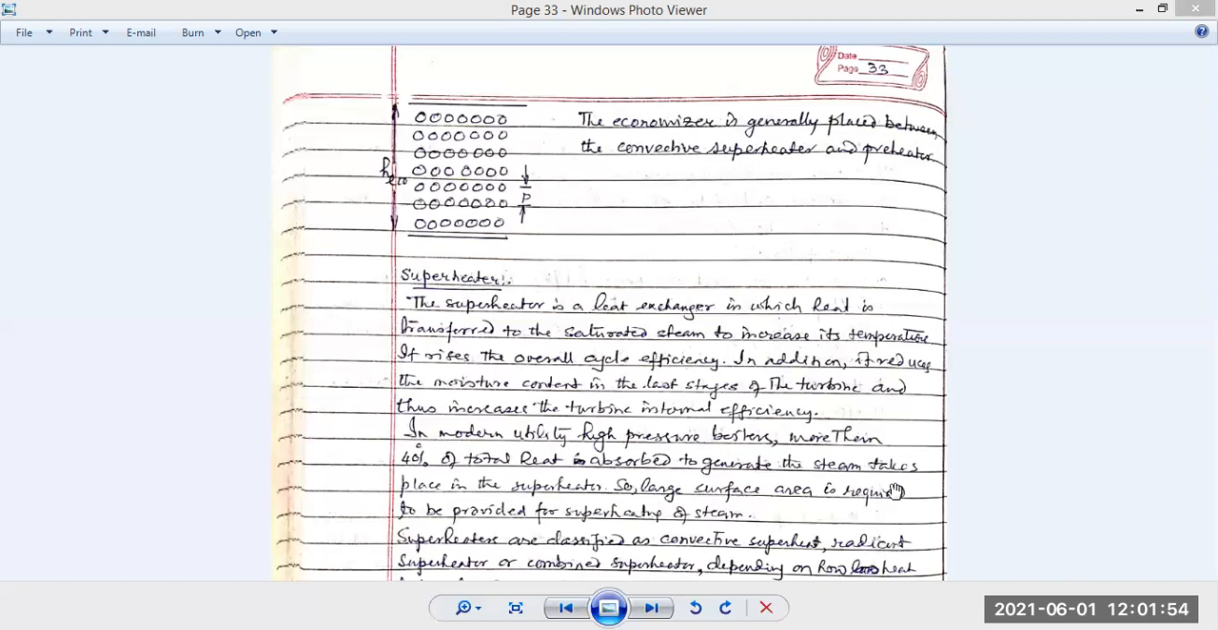So what we are doing: 40% of the heat we have to transfer from the flue gases to the steam itself. Steam generated takes to the superheater. So a large surface area is required to provide superheater heat. The largest amount, 40% of the total heat absorbed, is being done on the superheater. So we are supposed to increase the maximum area on the superheater itself so that it can increase its efficiency.